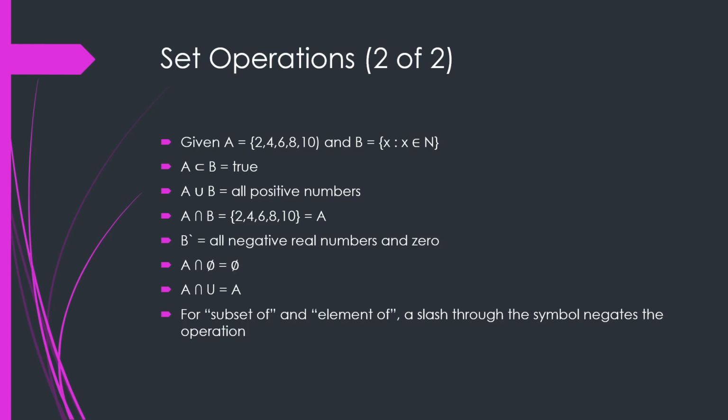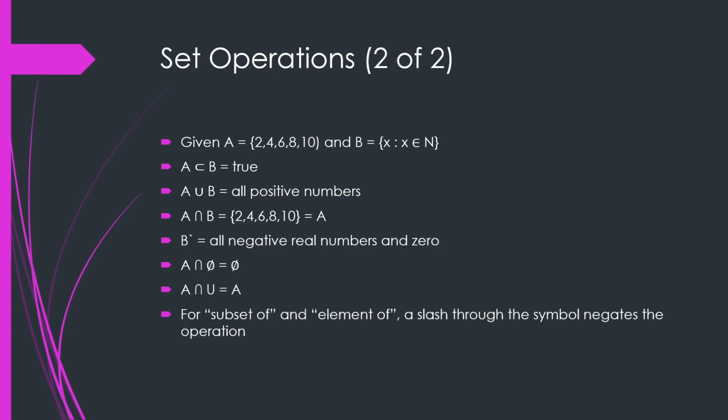Now if we look here, the intersection of A and the null set contains nothing, so that's nothing. The intersection of A and the universal set is everything contained in A. You could think of this in the same way as anything times 0 is 0, anything times 1 is itself. It sort of operates on that same principle.